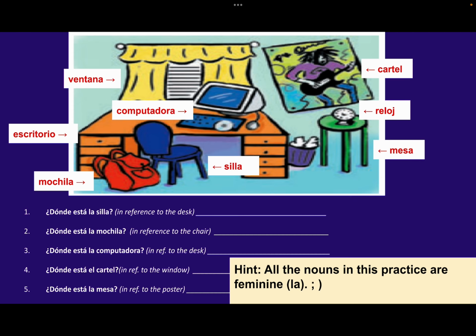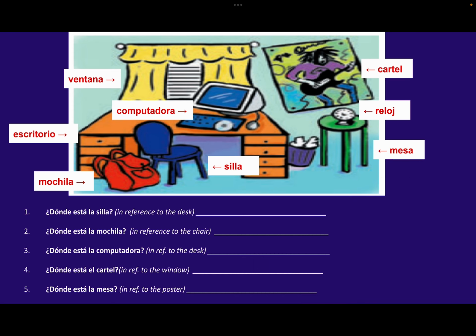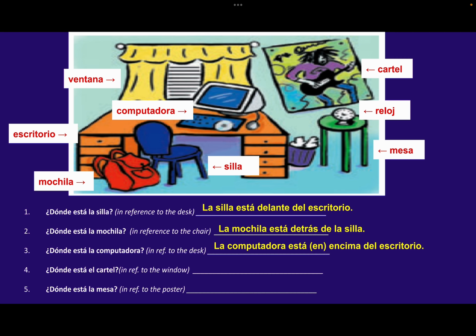Okay, assuming that you did this on your own, here's double check the answers. The chair is in front of the desk. La mochila, the backpack, is behind the chair, detrás de la silla. The computer, where's the computer in reference to the desk? The computer is on or on top of the desk, so you could say, la computadora está en el escritorio, or if you use encima, you say encima del escritorio. The cartel, the poster, where is it to the window? I would argue it's next to it, so we would say, el cartel está al lado de la ventana.